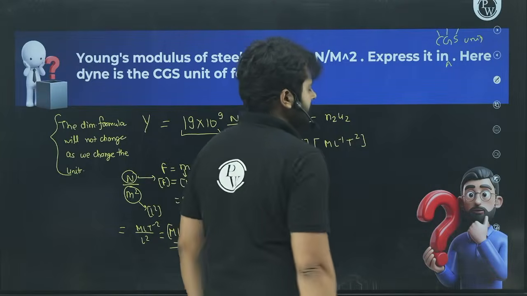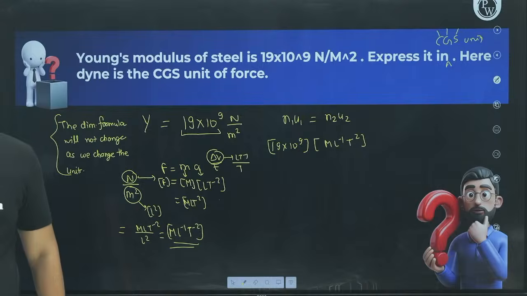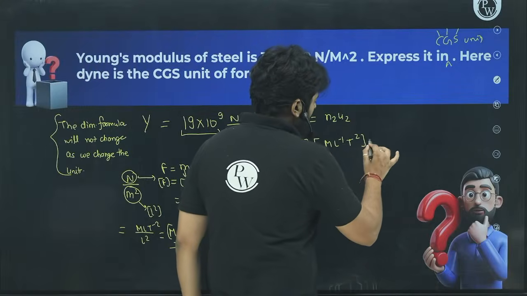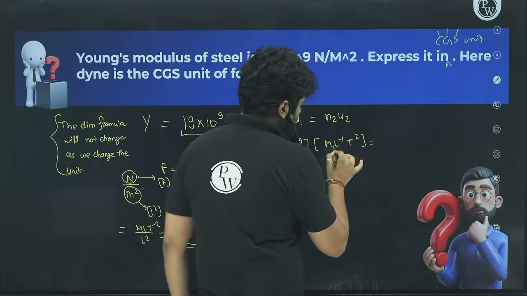Any problem with this part? M L minus 1 T minus 2. This is the dimensional formula of this thing, M L minus 1 T minus 2, right? My dear kids, as we convert the units, the dimensional formula will not change, right? Thus the numbers will change, right?